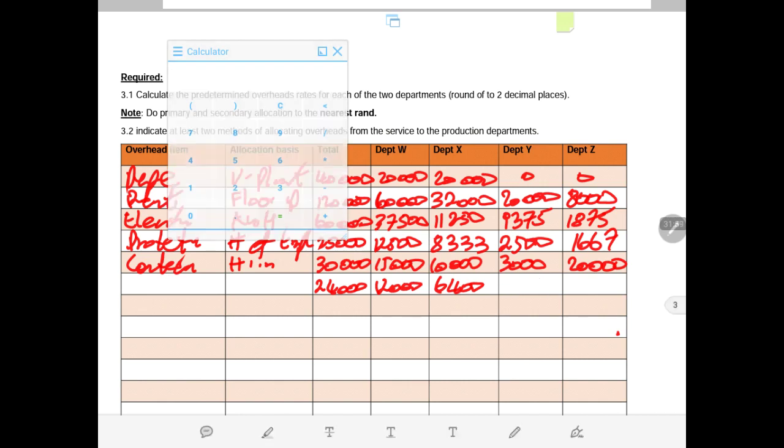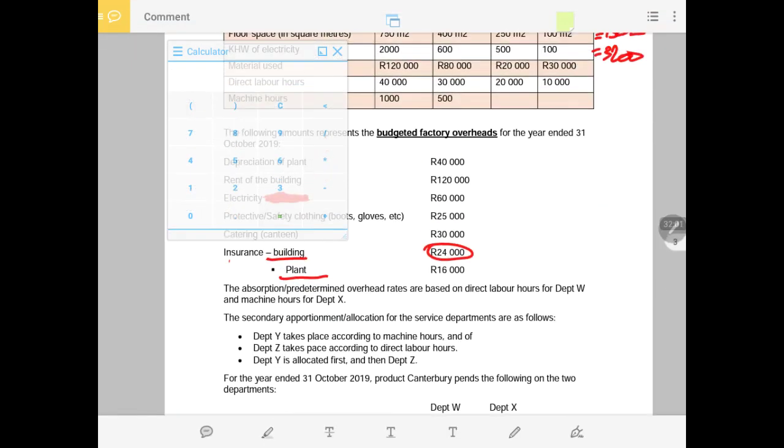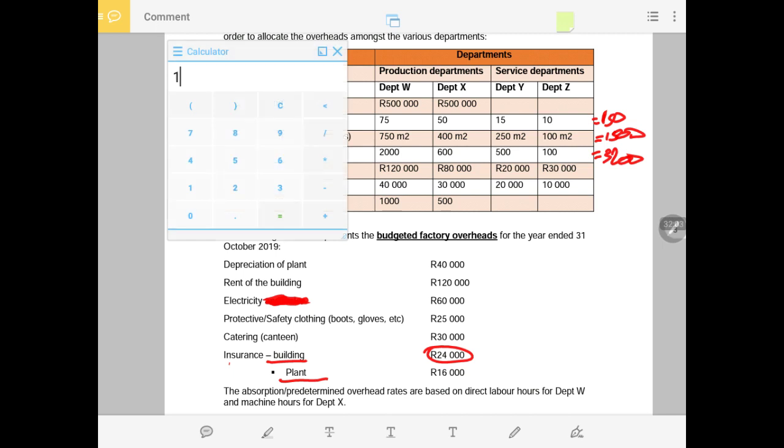Then the last area in square meters is 100 square meters. 100 square meters, divide this by the total area of the entire building, which is 1.5. Then we discover that this department is occupying 0.06% of the space, which is 7% otherwise. It means it must pay 7% of the insurance out of that 24,000. It can't be 16,000 rands.